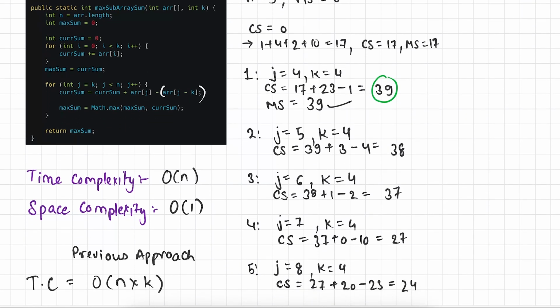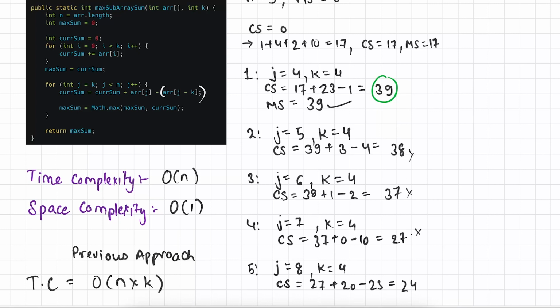In the next iteration the value of j becomes 6 and the value of k remains 4. In this iteration we compute 38 plus 1 minus 2, that is 37. Again this is not the maximum so far. Moving to the next iteration. In this iteration the value of j becomes 7. The value of k remains the same as 4. In this iteration we compute 37 plus 0 minus 10, that is equal to 27. This is also not the maximum.